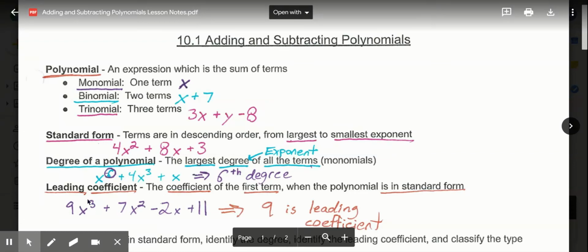Hello and welcome to our lesson on adding and subtracting polynomials. So before we begin with our notes, a few things to keep in mind with this lesson.